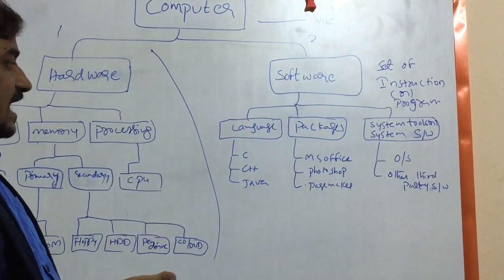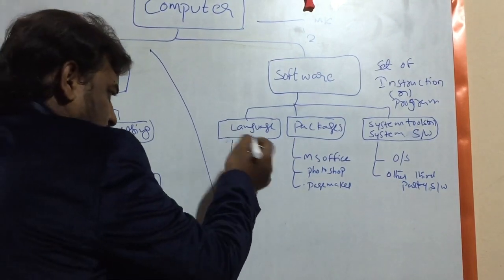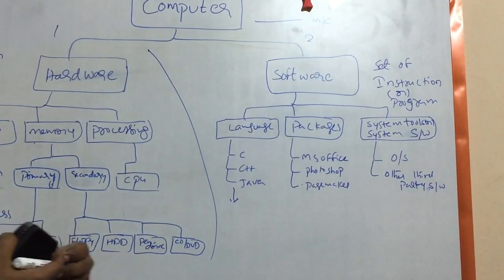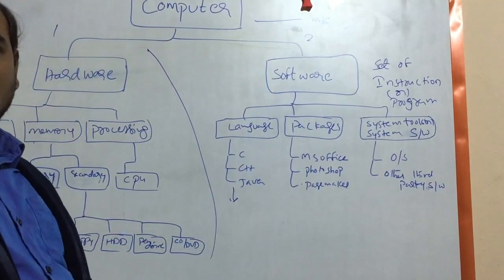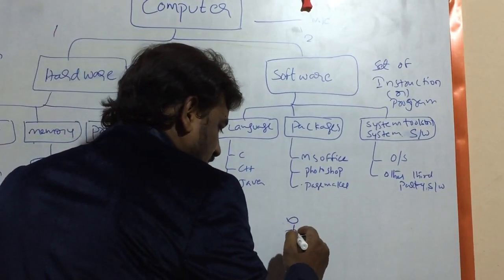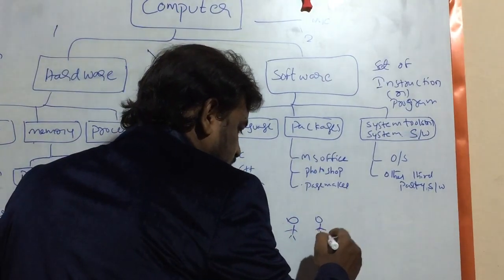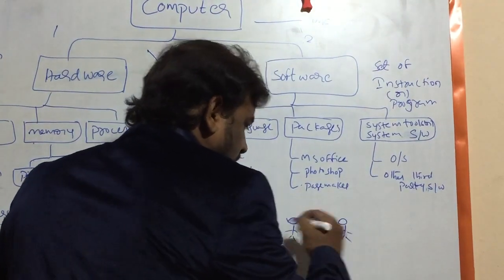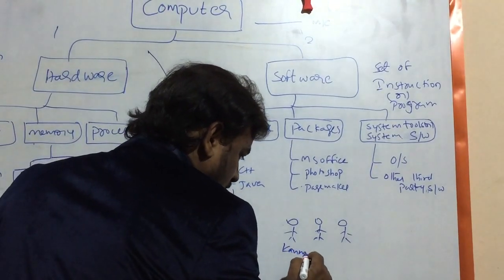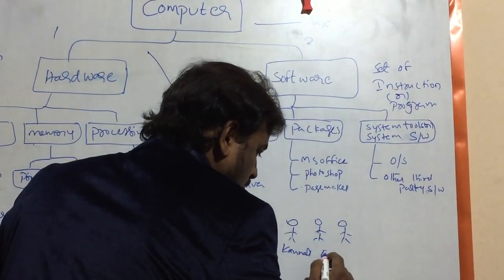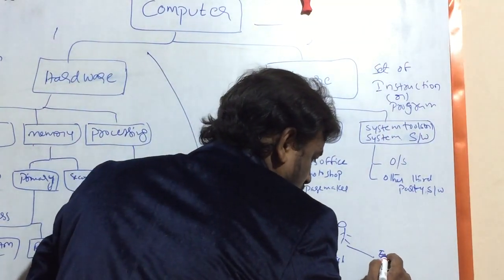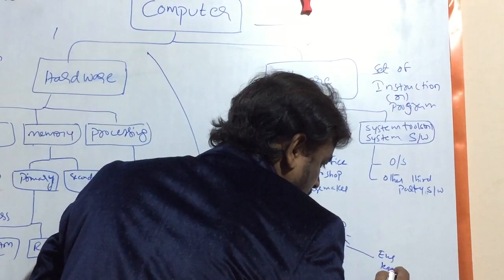Languages I will explain in the next session, but I will give you a very brief explanation. How does a language work, what is a language? You may get some confusion. See, I will give you a real-time scenario. There are 3 persons. This person knows Kannada and English, and this person knows English and Kannada.